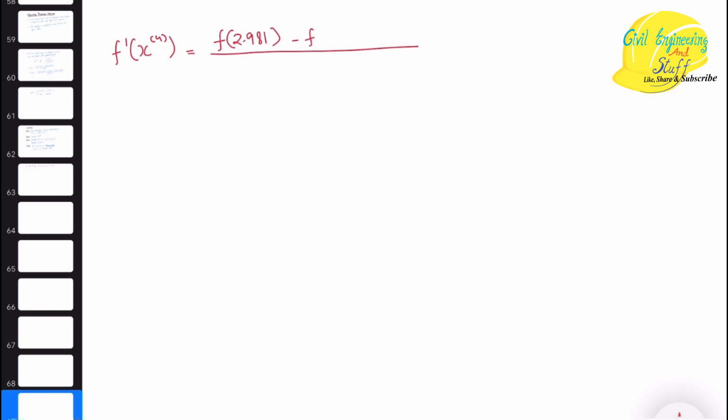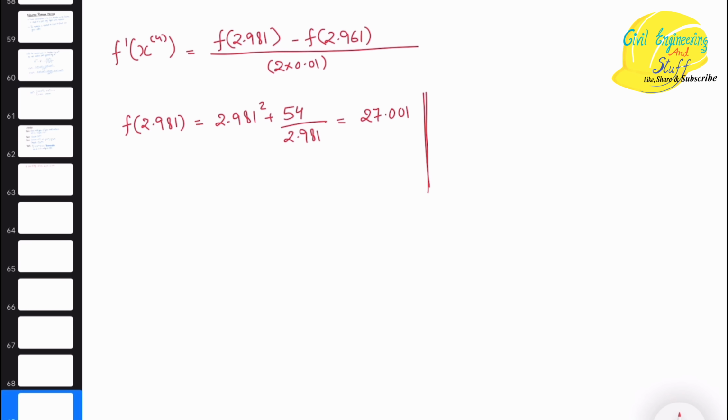2.981 minus function value of 2.961 divided by 2 into 0.01. So let's find out the function value. F of 2.981 is equal to 2.981 whole square plus 54 divided by 2.981. This will give the value to be 27.001.